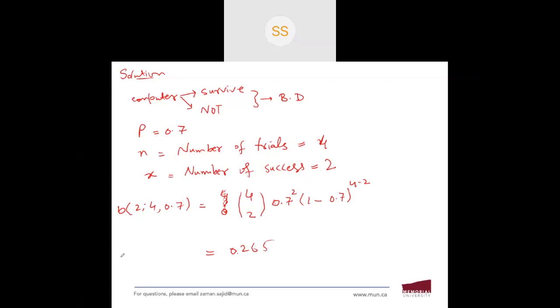This is a notation. We can also write it down as P of x equals 2; 4, given 0.7. Both of them are the same. They are not different. Okay. Now, I'm going to go on to the next slide.